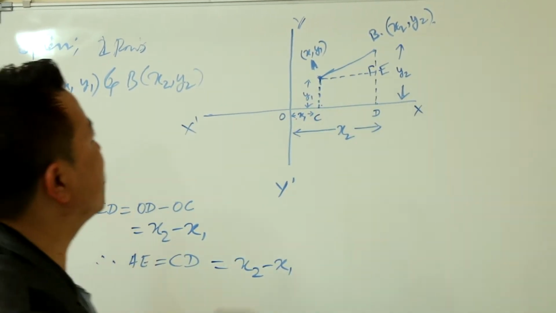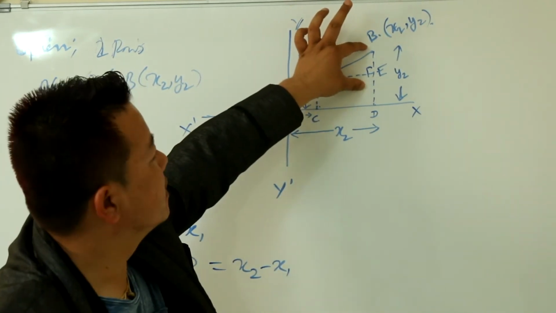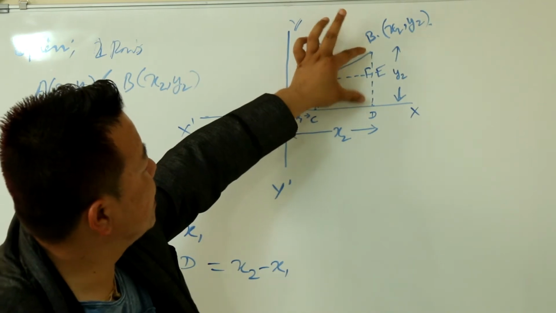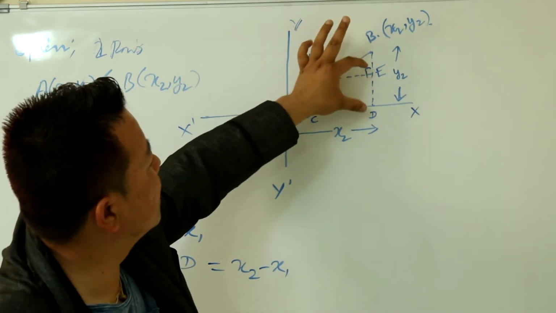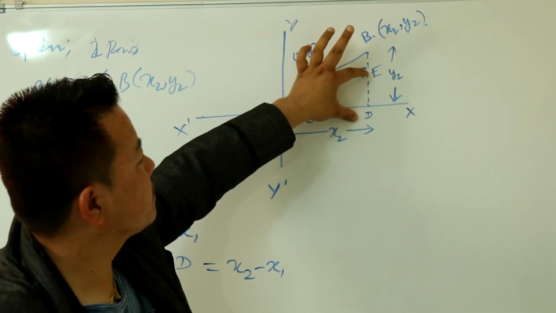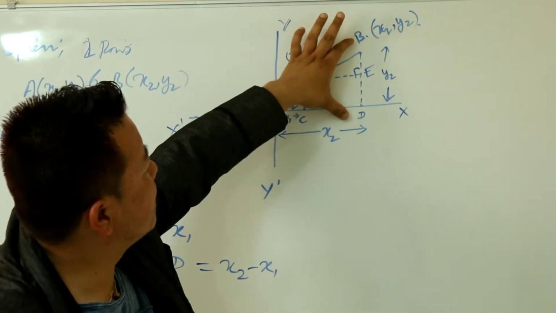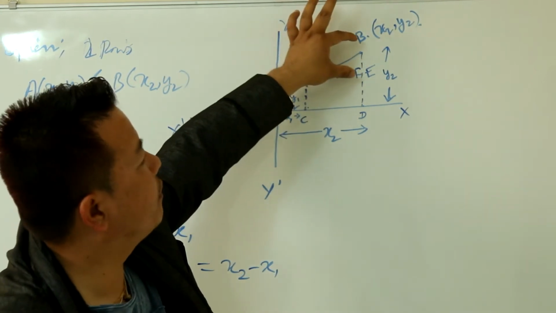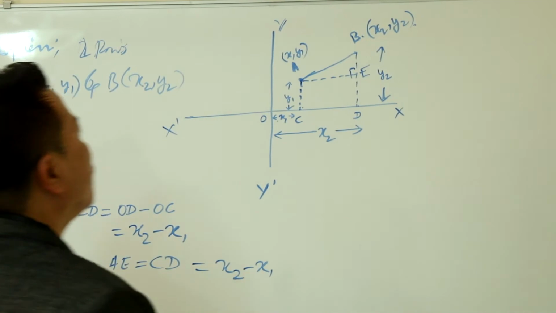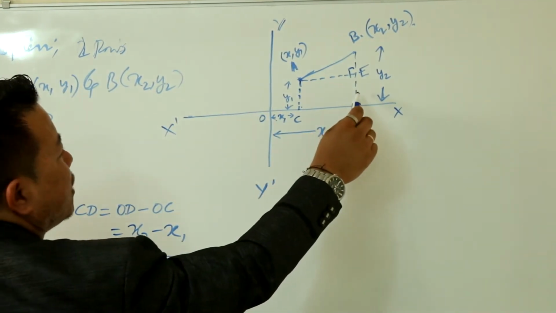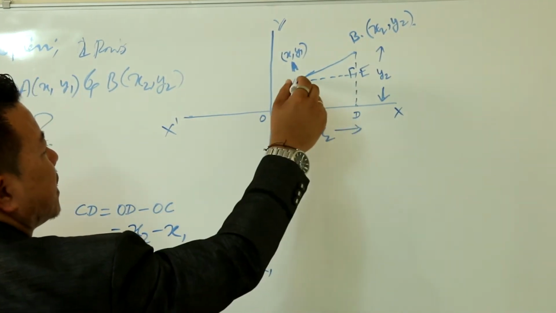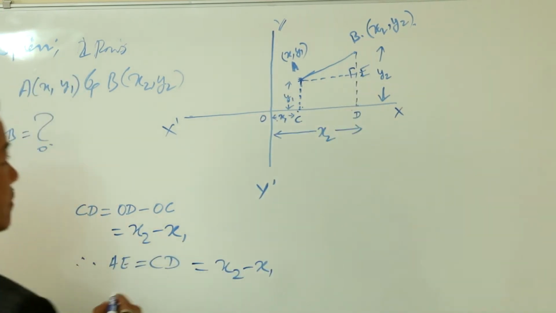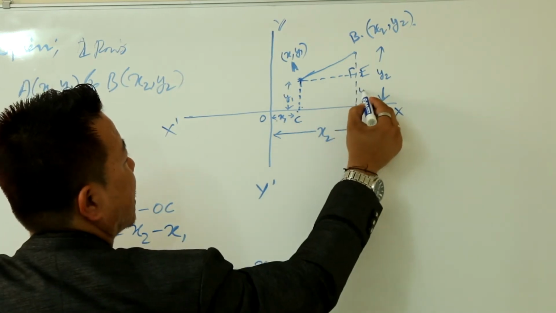Now how can we find the value of BE? See the line segment BD. From this line segment BD, if you remove the length of ED, then you can get the value of BE. This value is already known. How is it known? AC is y1, therefore ED is also how much? y1. So the value of this is y1.